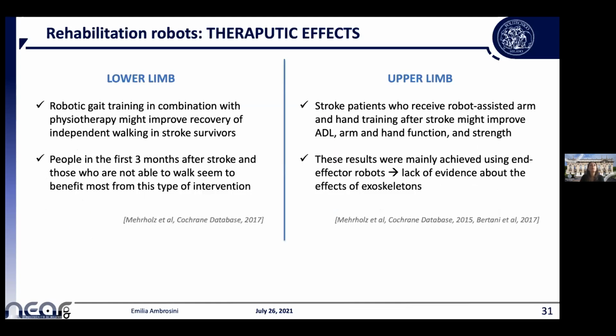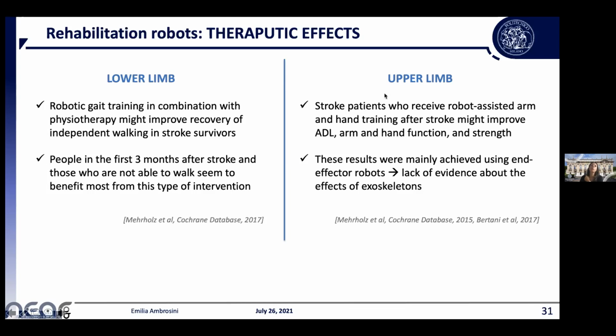From a therapeutical point of view, in terms of therapeutical effects, what has been seen is that for the lower limb, robotic gait training in combination with physiotherapy might improve recovery of independent walking in stroke survivors. And it seems that people in the first 3 months after stroke and those who are not able to walk seem to benefit most from this type of intervention. And this is a little bit in line with what we have seen before for FES cycling training.